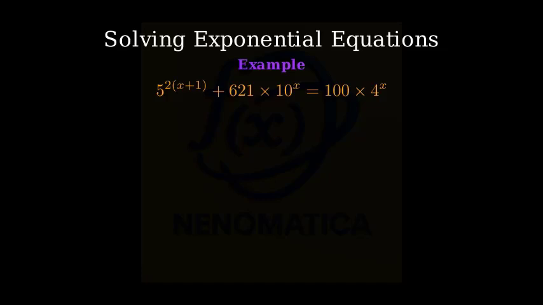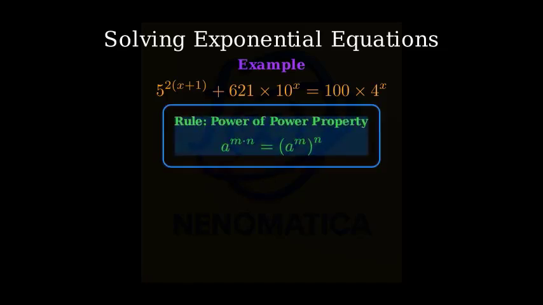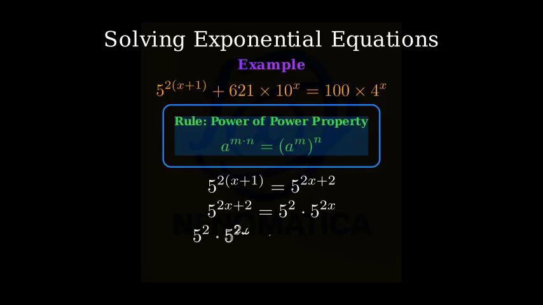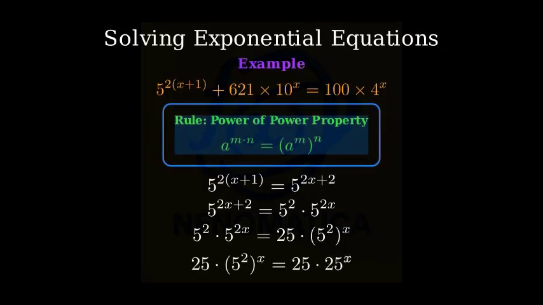Let's start by simplifying the first term on the left side of the equation. We'll use the power rule, which states that a to the power of m plus n equals a to the power of m times a to the power of n. So 5 to the power of 2x plus 1 equals 5 to the power of 2x plus 2. We can further break this down to 5 squared times 5 to the power of 2x. 5 squared is 25, so we get 25 times 5 squared to the power of x. This simplifies to 25 times 25 to the power of x.